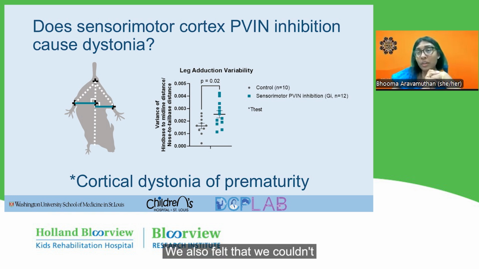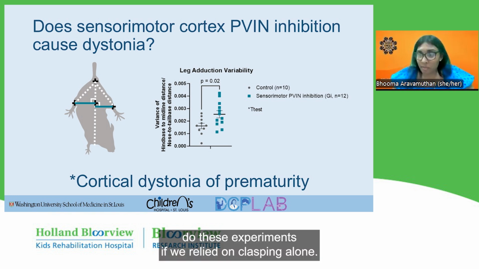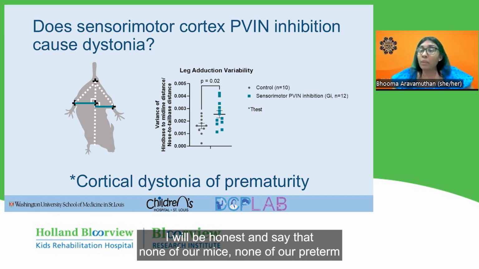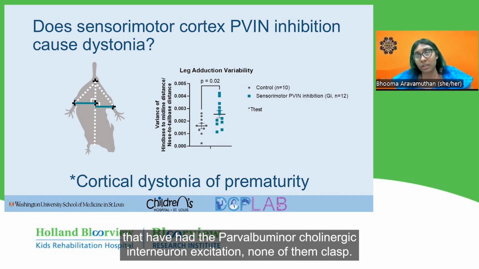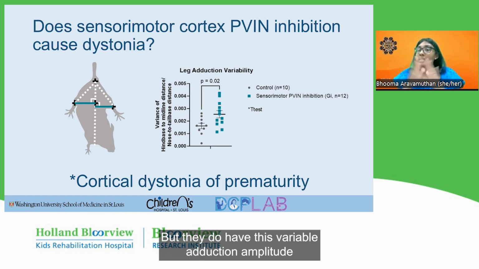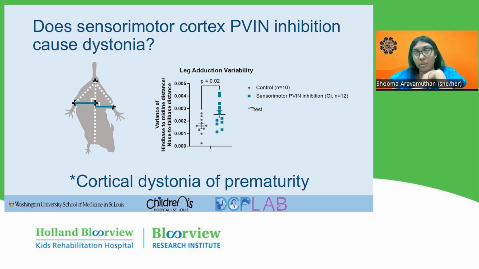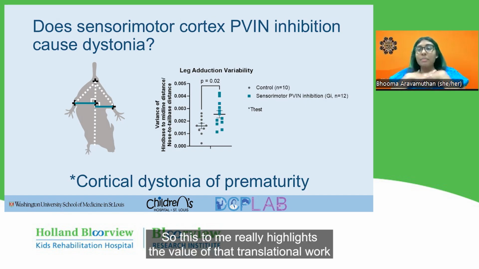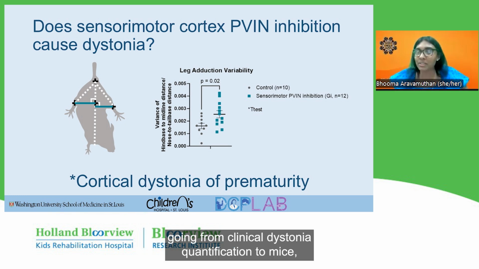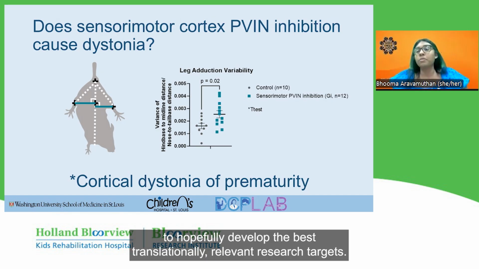We also felt that we couldn't do these experiments if we'd relied on clasping alone. I will be honest and say that none of our preterm born mice, none of our mice that have neonatal HIE, none of the mice that have had the parvalbumin or cholinergic interneuron excitation, none of them clasp. But they do have this variable adduction amplitude that is representative of what we see clinically. So this, to me, really highlights the value of that translational work, going from clinical dystonia quantification to mice to hopefully develop the best translationally relevant research targets.